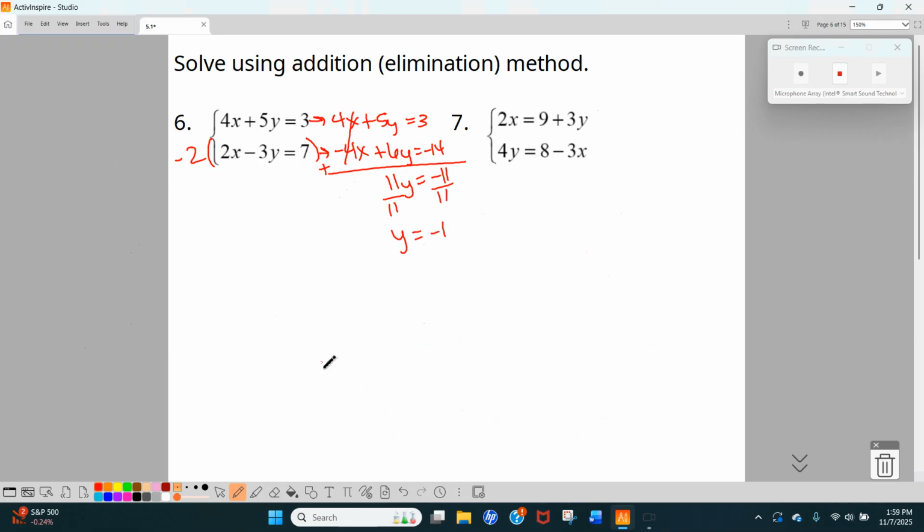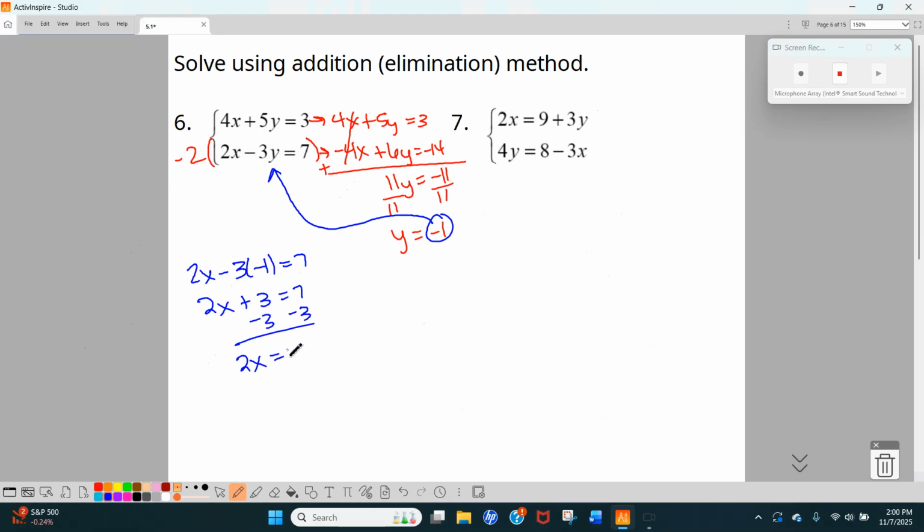y is negative 1. Now I can take that and plug it into any of the equations that I have. I generally go to this one just because I can draw that arrow easier. Literally my only reason for picking that one. None of them are better than the others. All right, so then this becomes plus 3. We will subtract 3 and get 2x is equal to 4. Divide by 2 and get that x is 2. So my solution is the ordered pair 2, negative 1.